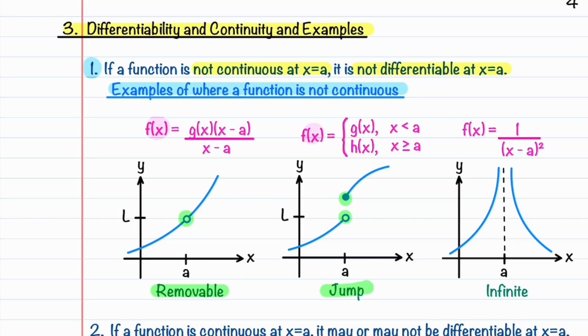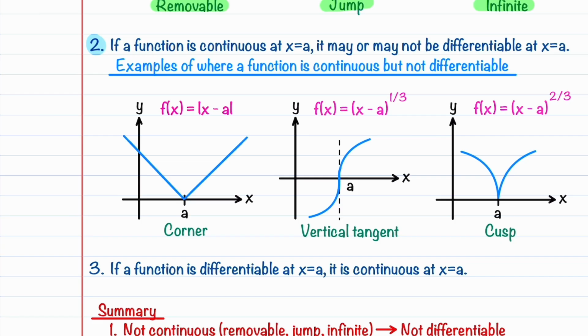The third type of example where a function is not continuous is where it has what we call an infinite discontinuity. Here's an example of a function that has an infinite discontinuity, and it has a vertical asymptote at x equals a. So in all three of these cases, removable, jump, and infinite, our function is not continuous at x equals a, and so it's not differentiable at x equals a.